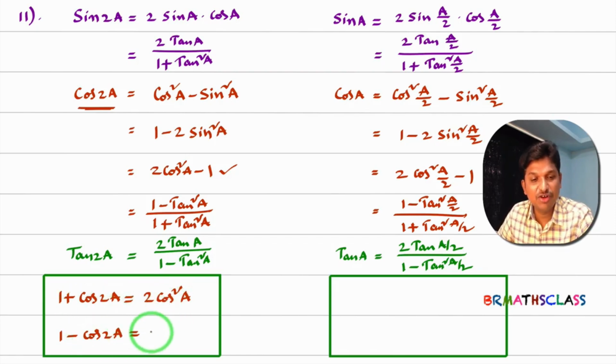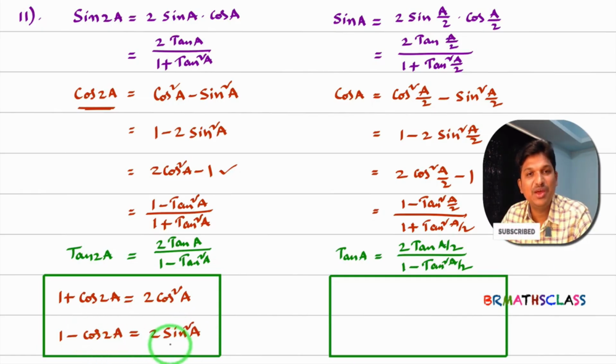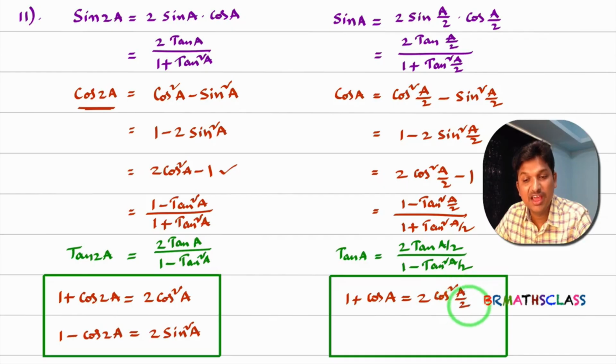When minus is there, the 1 minus cos 2a formula is 2 sin square a. Now, in this formula, in place of a, if I write a by 2, then I'll get the 1 plus cos a formula. What is 1 plus cos a? 1 plus cos a is 2 cos square a by 2.